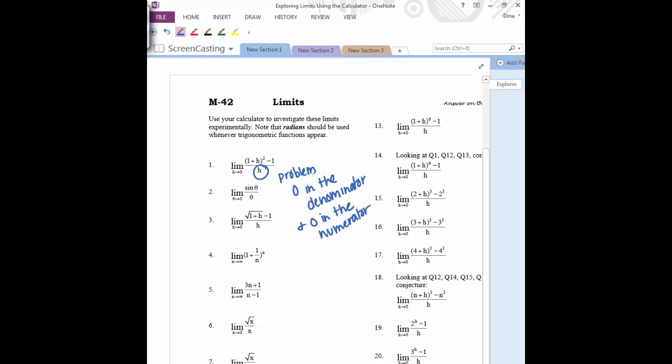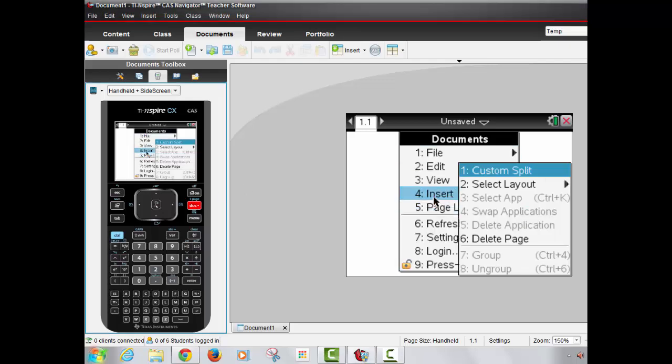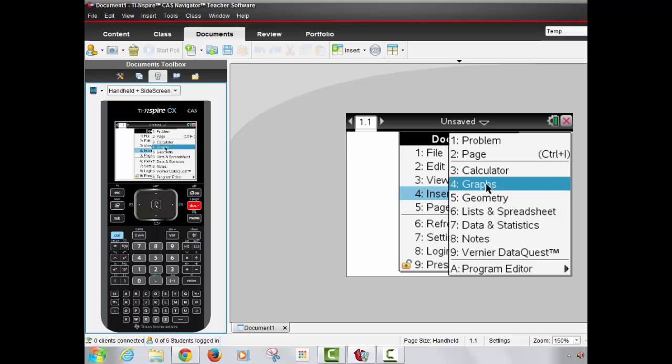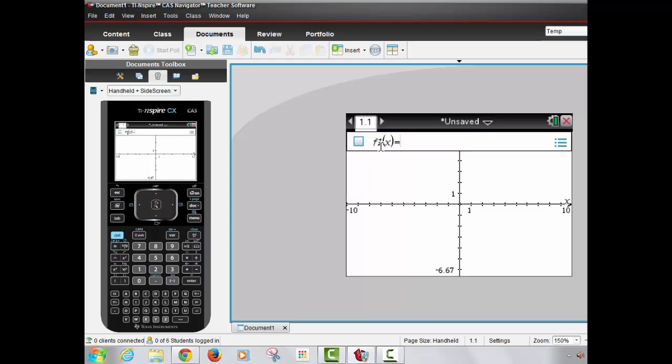So we're going to go to the graphing calculator. Okay, now we're going to try finding the limit of our function on the calculator. On the worksheet, it's used the letter h. Our calculator is not going to recognize that, so we're going to use the letter x in place of h. First thing you're going to do is insert a graph page. Add graphs. And now we're going to enter our function.